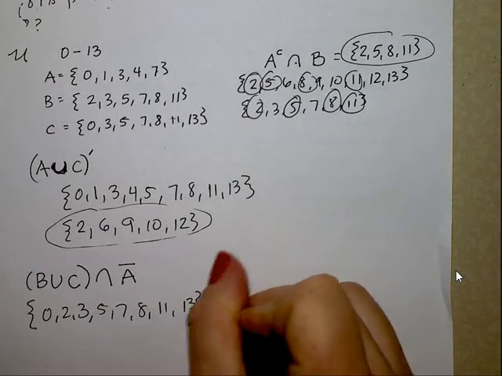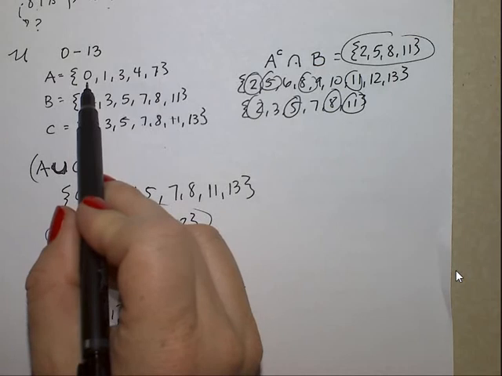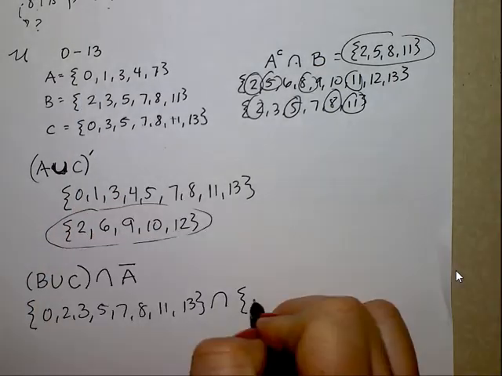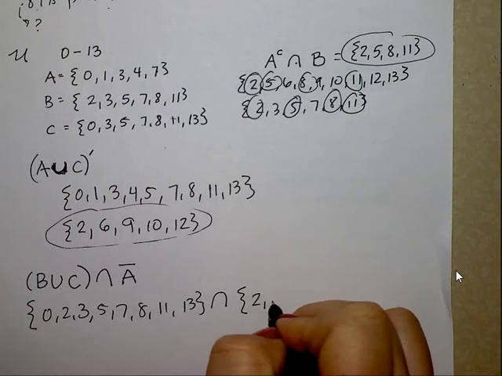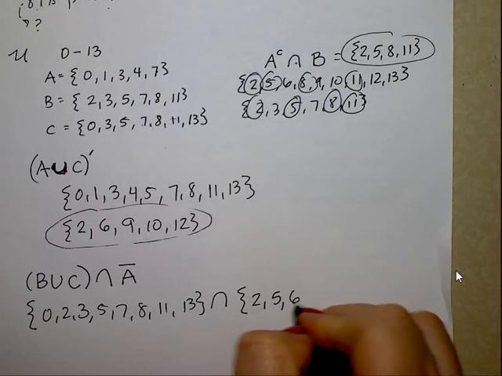And I'm going to intersect that with the complement of A. So everything in 0 through 13, excluding these values: 2, 5, 6, 8.